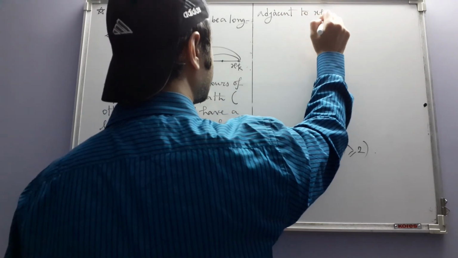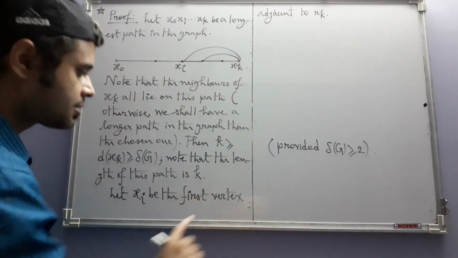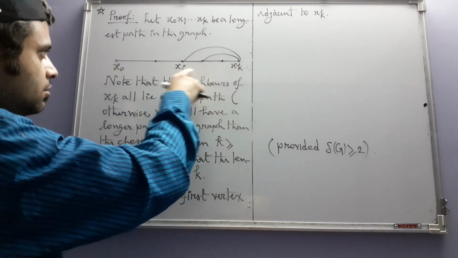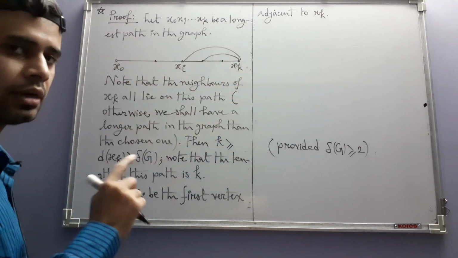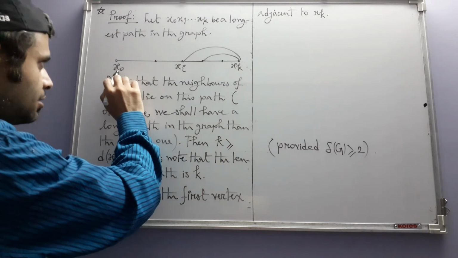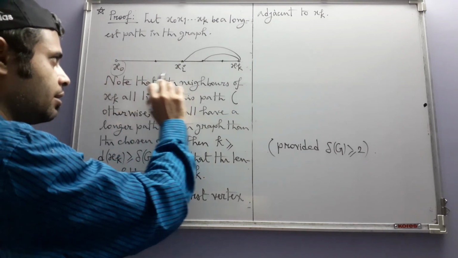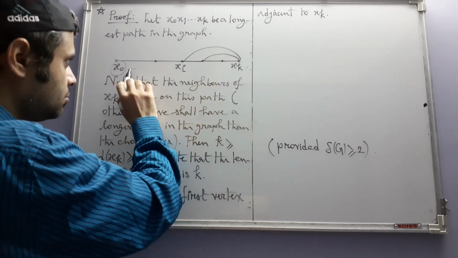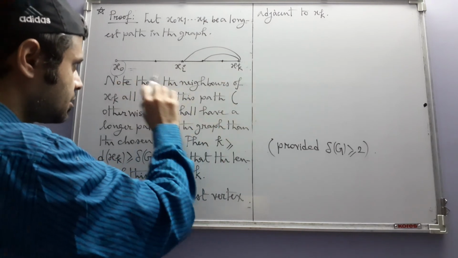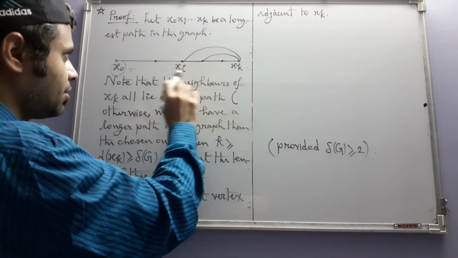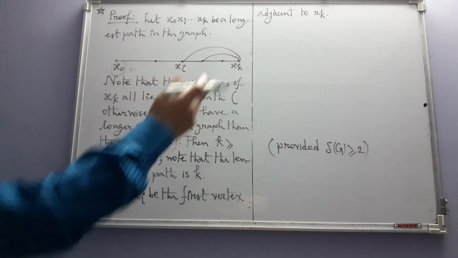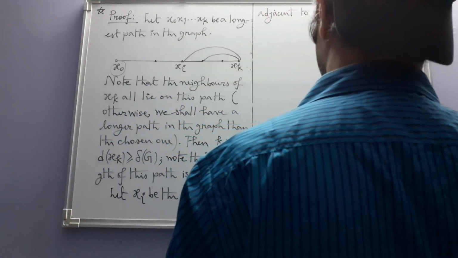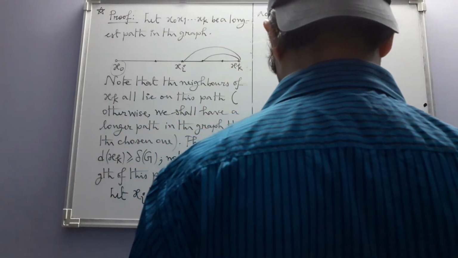adjacent to xk. Note that we can say first vertex because we have chosen an order of the vertices in which they appear in the path. So naturally we are starting things from here and going towards the right hand side. So in that scheme of things, xi is the first from this side, not from that side, to be adjacent to xk.